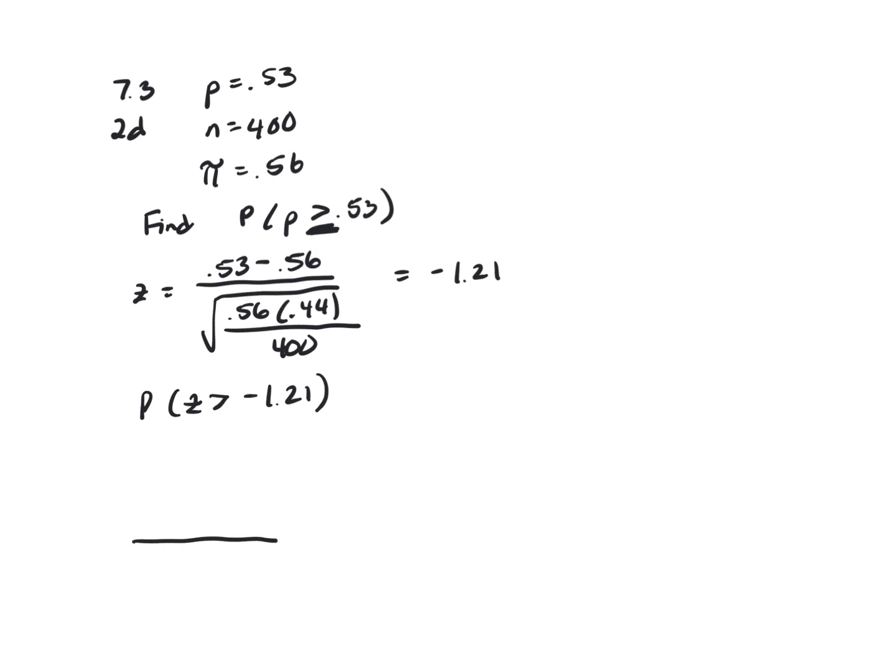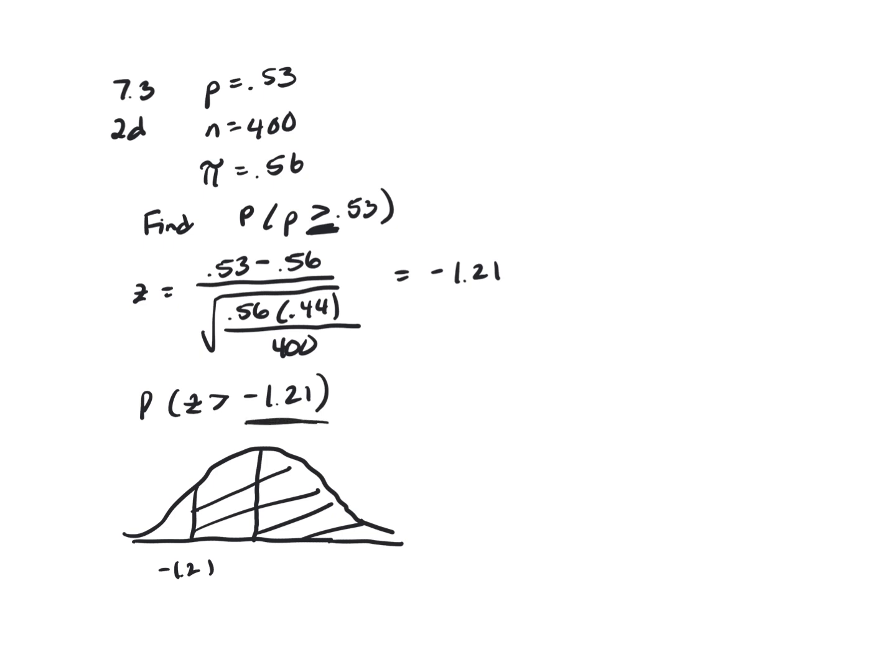So if I draw a picture, it's a Z. That means the mean is 0. Negative 1.21 would be to the left of the mean. And I'm trying to find that probability. So I would look on page 2 of my normal distribution table and look up the 1.21, and you get 0.8869.